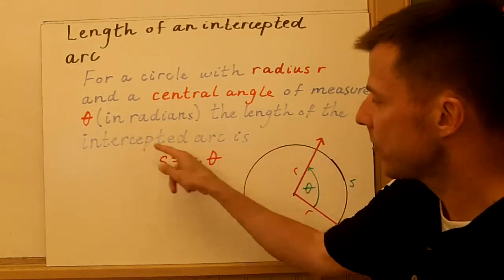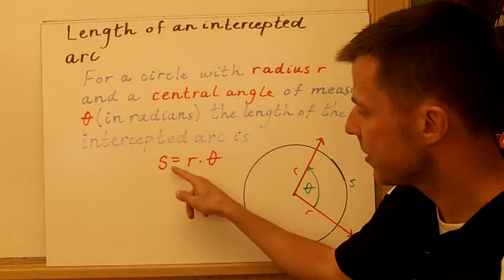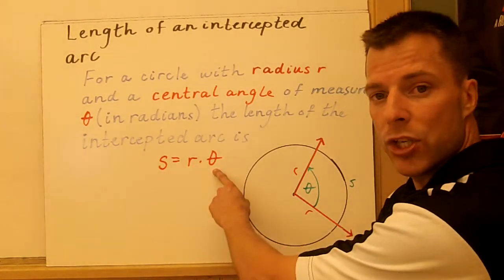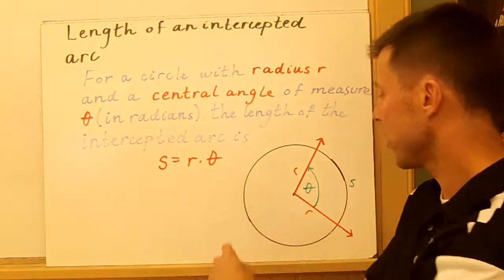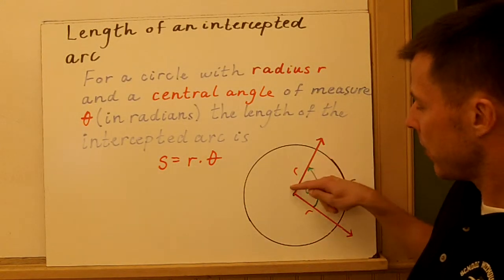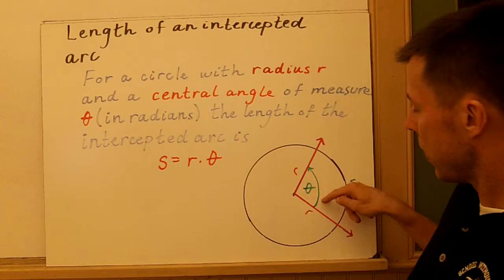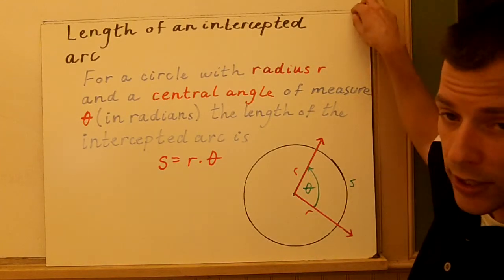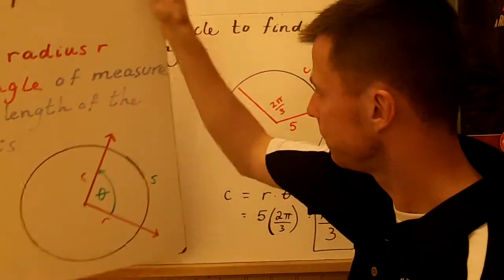The length of the intercepted arc is found by S is equal to R times theta, your radius times your angle in radians. Okay, so if we have a circle, there's a central angle in red. We have the radius, okay, and we're going to multiply by that central angle, and we'll get S. Okay, so let's look at an example.